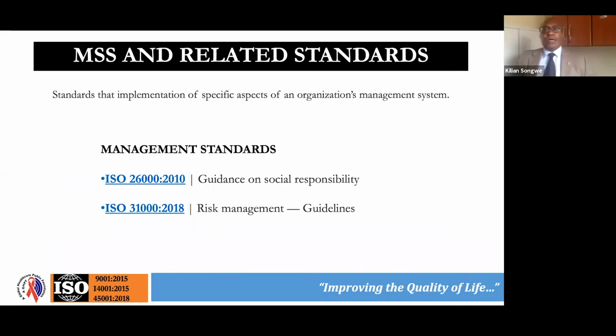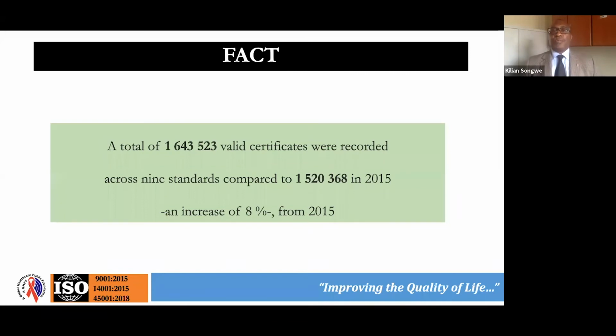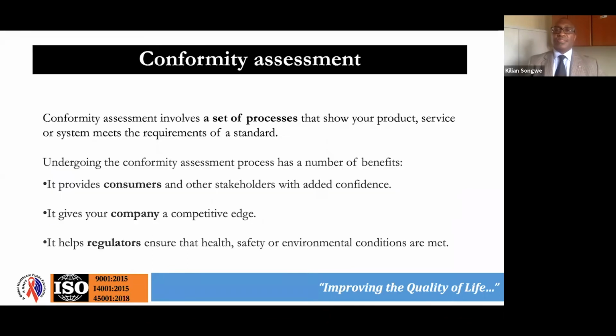Then going forward, we looked at some management standards, the 26,001 on social responsibility. That's been a very big thing in the advent of COVID. There's been a lot of social responsibility, but there is also a standard around social responsibility. There is a standard around risk management as people prepare to go back to work. And this slide is just a fact check slide. There's 1.6 million valid certificates were recorded across 9 standards in 2015. That's a huge increase. It says 8% increase.